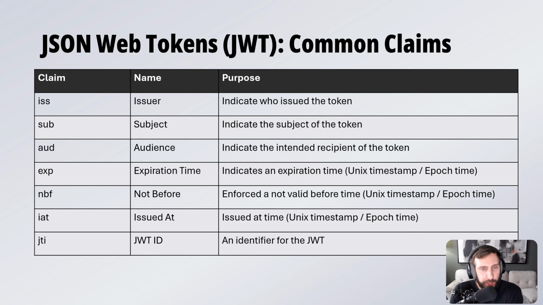First we have the issuer, which indicates the system that issued the token. We have the subject. We have the audience, the intended recipient of the token, the expiration time, the not-valid-before time, the time at which the token was issued at, and also a JWT identifier that can be used. But again, in practice, in the wild, you will see all kinds of different claims that exist in JWTs, many of which might be application specific.